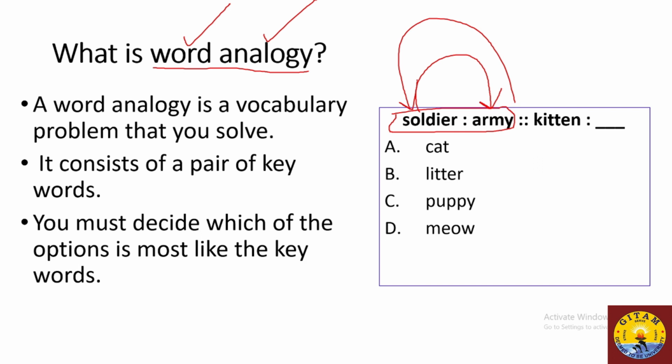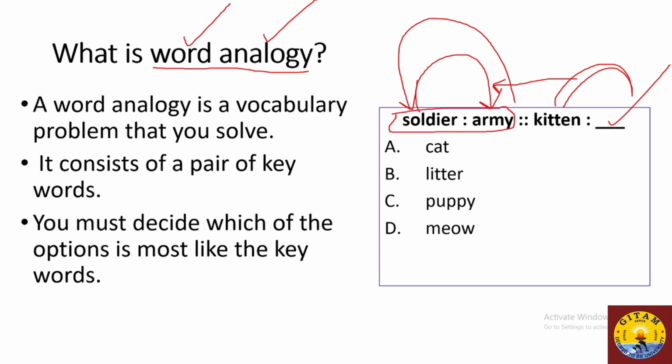Now look at the options: cat, litter, puppy, meow. Which one, if I place it in the blank, which one if I place it in the blank? Okay, this is the blank. Then this should become the pair which is very much similar to the given keywords. A soldier is a part of an army.